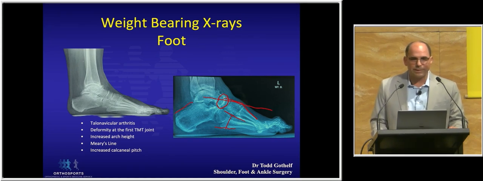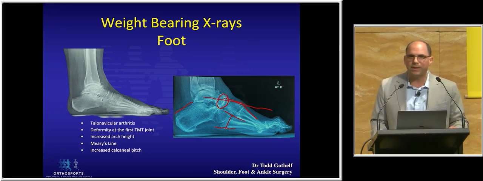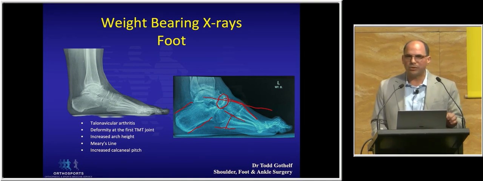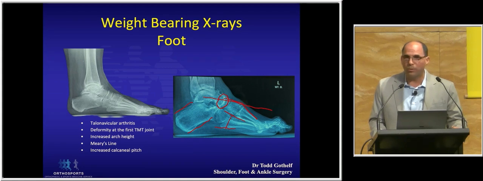So the other thing you can look at is in the hind foot, and you can look at the calcaneal pitch. So this is the calcaneal inclination angle, which is much higher on a cavovarus foot than would be normal on the one on the left-hand side.